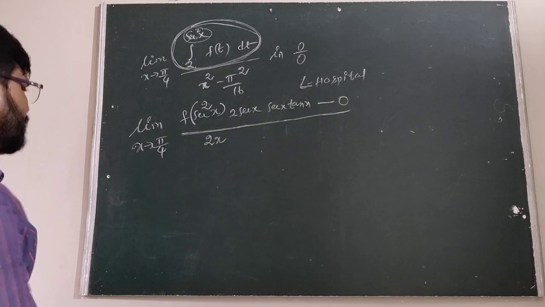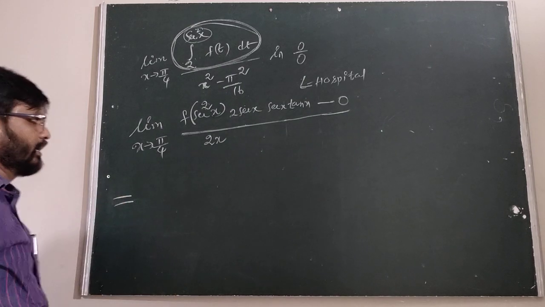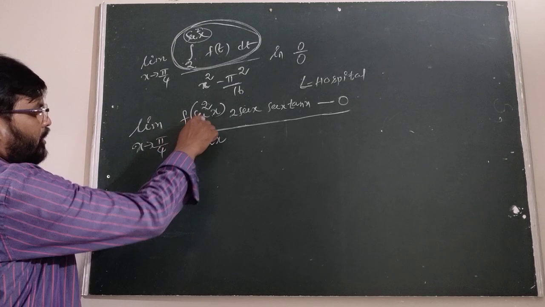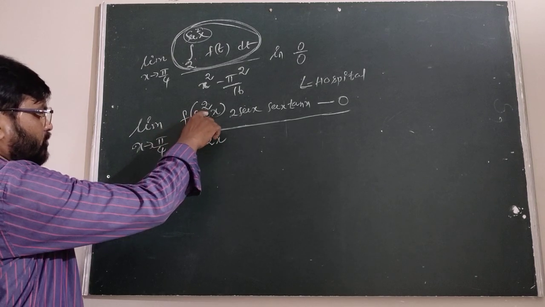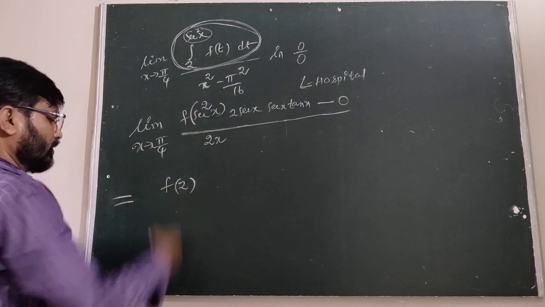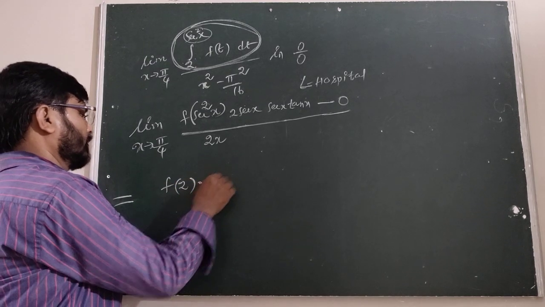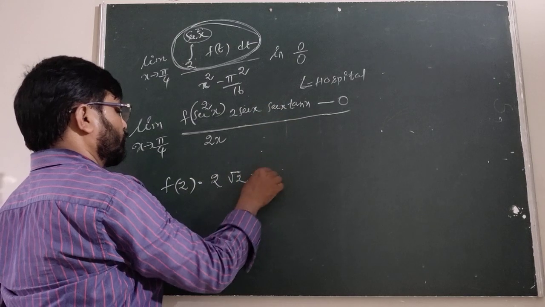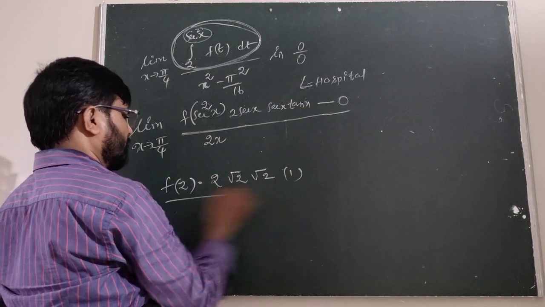Now we can directly substitute pi by 4. Secant 45 is root 2. Root 2 whole square is 2. This is f of 2. Now 2 into root 2, and this is also root 2. Tan 45 is 1.